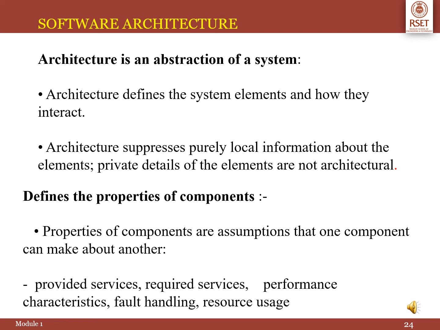The next topic is the software architecture. A software architecture of a program or a computing system is the structure or structures of the system, which comprise the software elements, the externally visible properties of software elements, and the relationship among them. The architecture is an abstraction of the system. The architecture defines how the system elements interact with each other, and it defines the properties of the components. The properties of the components are assumptions that one component makes about another.